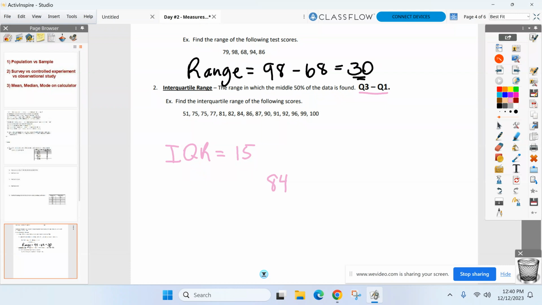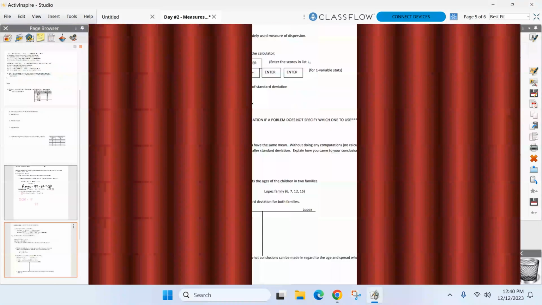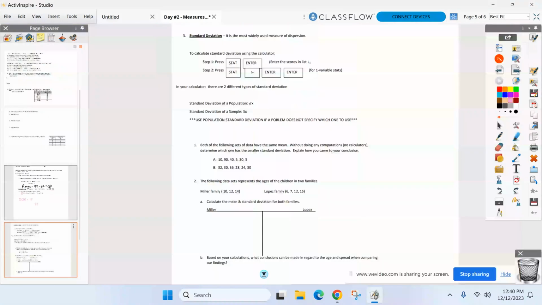Is that something good for me to use to see if the test was good or not? Probably not, because anybody see a little outlier up here? 51. The bigger that number is, the more spread out my scores are. The smaller the number is, the more consistent they are. So we have one final measure of how spread out they are, and this is the one we're going to keep using, and the best one, called standard deviation.